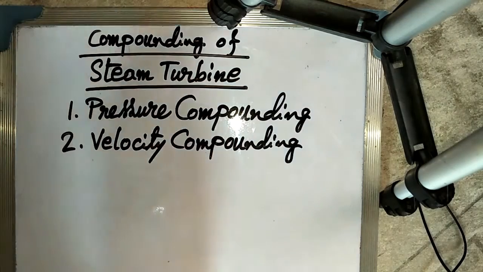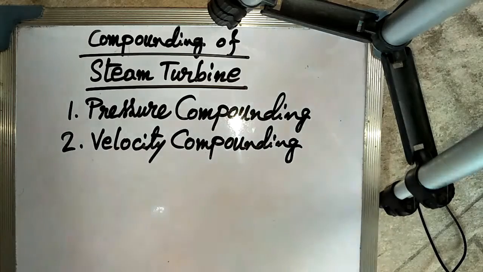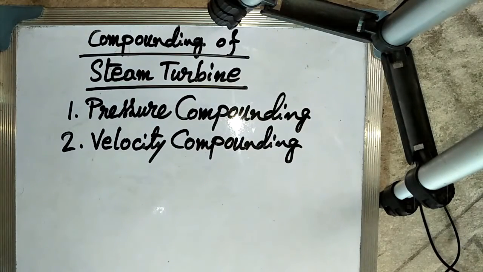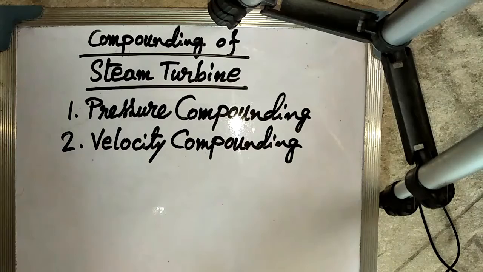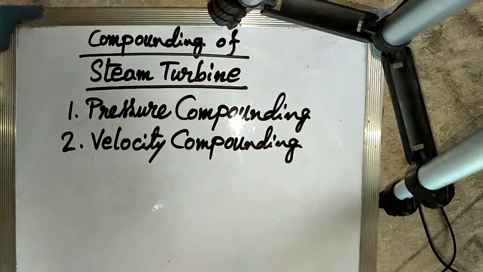In the last lecture, we learned about the impulse turbine, the velocity diagram, and the efficiency, and we derived the efficiency. So now we are going to learn about the compounding of steam turbines. What is compounding? What kind of compounding is there in the steam turbine? So let's start.